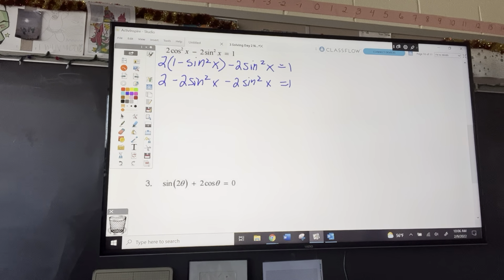All right, let's condense here. That's -4 sine squared x equals, I'm going to put that 2 on the other side and make it a -1. Divide both sides by -4.